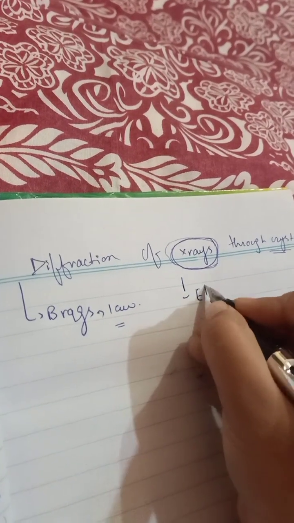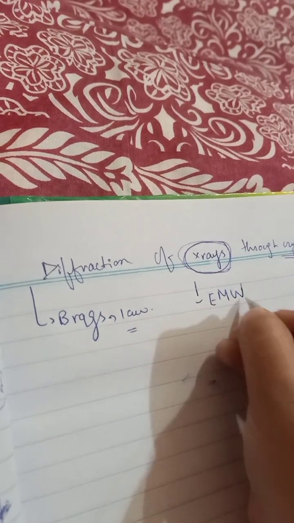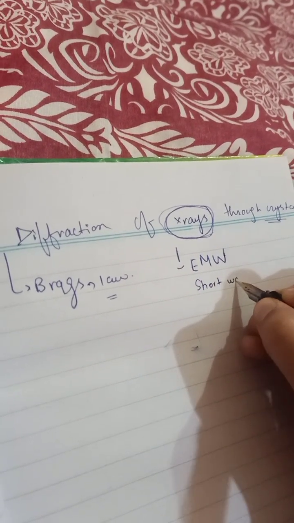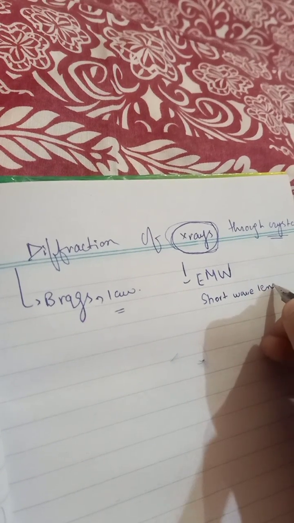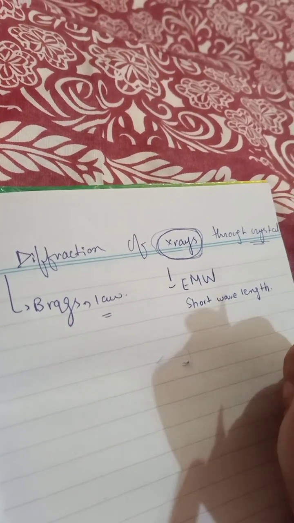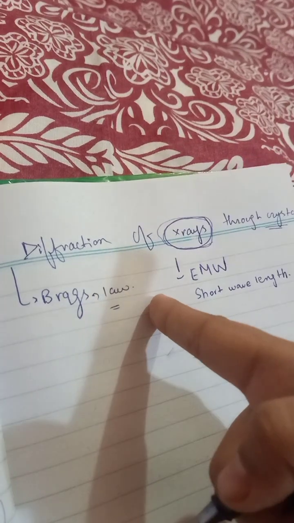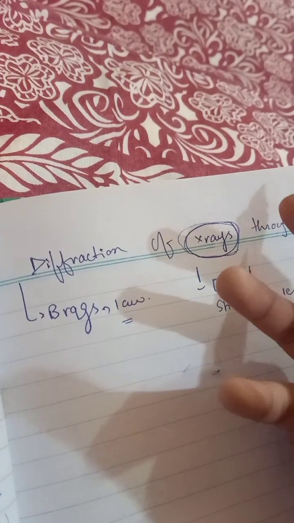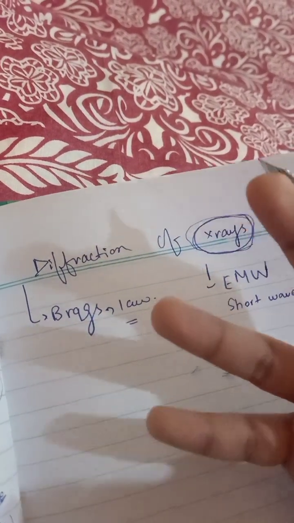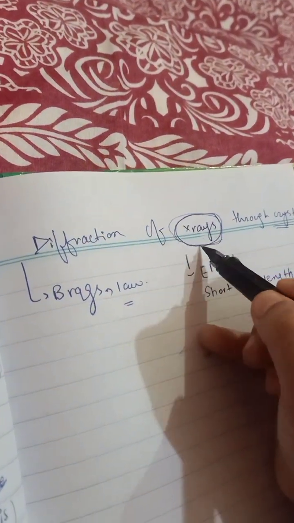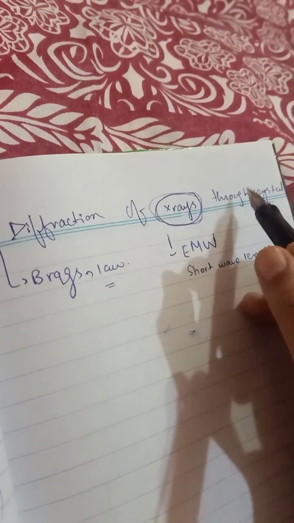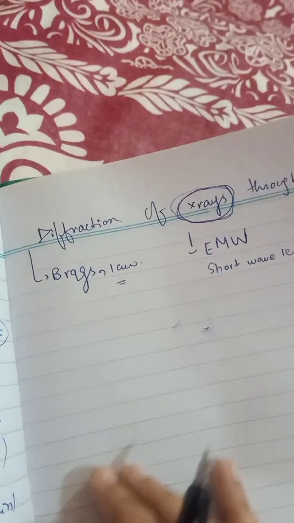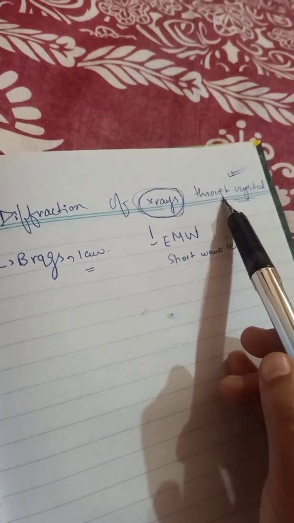X-rays are electromagnetic waves. Electromagnetic waves are basically of short wavelength. The wavelength is very short. That's why we cannot find out the diffraction of X-rays directly. That's why we are finding the diffraction from the crystal. We are finding the diffraction of X-rays by the crystal.